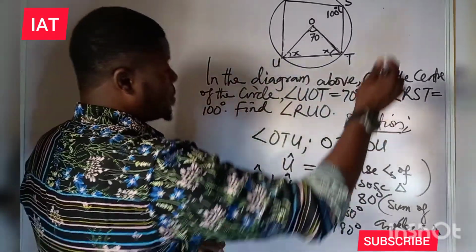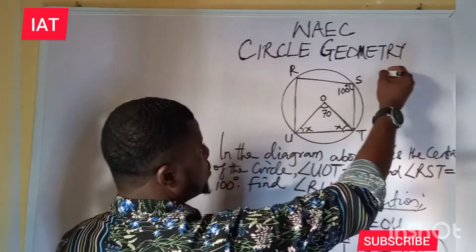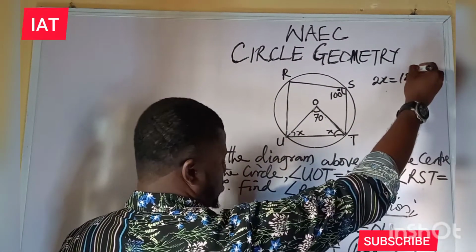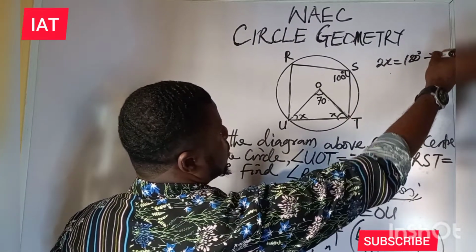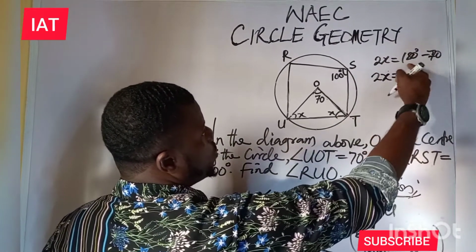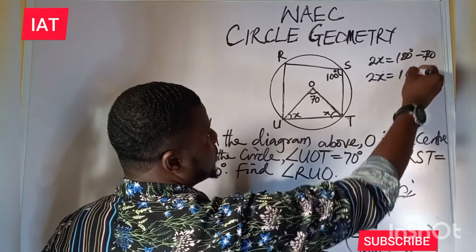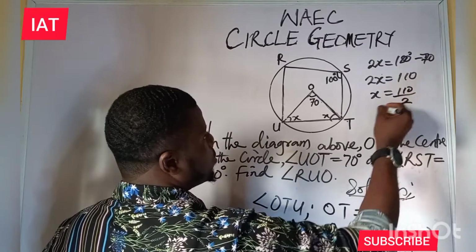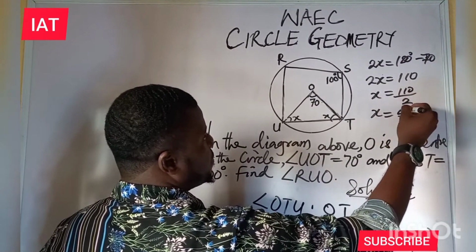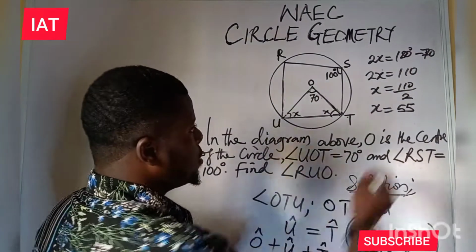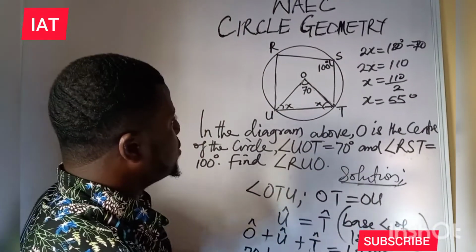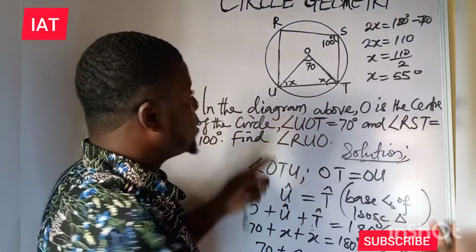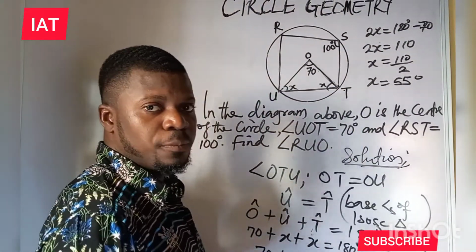Alright, let's take it up. Here will give us 2x equal to 180 minus 70, and this will give us 2x equal to 110. If you divide both sides by 2, we have 110 divided by 2, and our x will equal 55. So it means 55 degrees. This point is 55, and this point is also 55. Remember, we said they are base angles of an isosceles triangle.